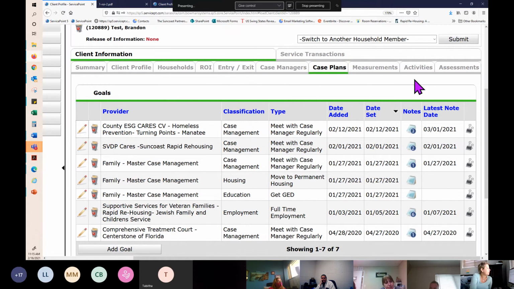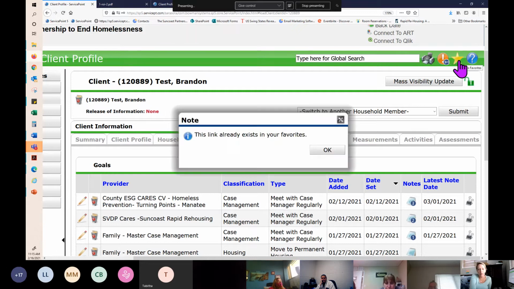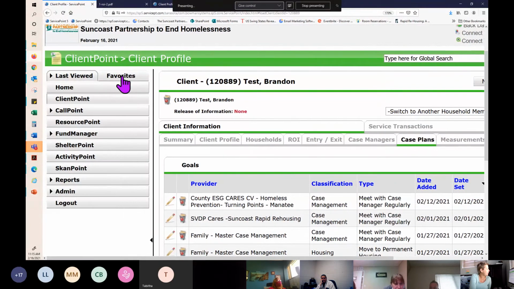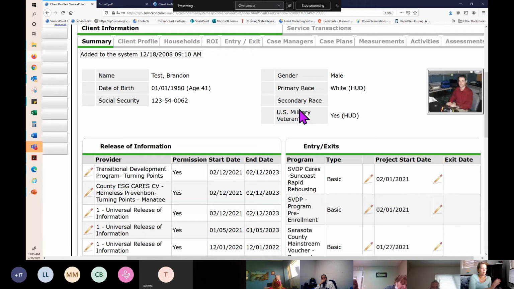Okay, and then if I wanted to save Brandon as one of my favorites, click that little star, and he's actually already saved in my favorites. To see my favorites, I go over here and look at my favorites tab, and then I identify the client. It's just a nice little way to bookmark yourself. So we're going to get out of the live site and we're going to create a new household.